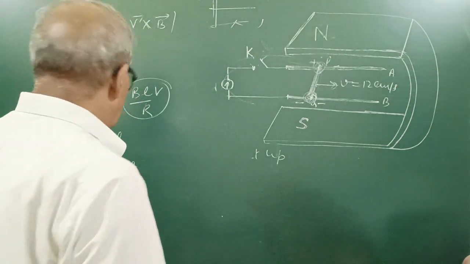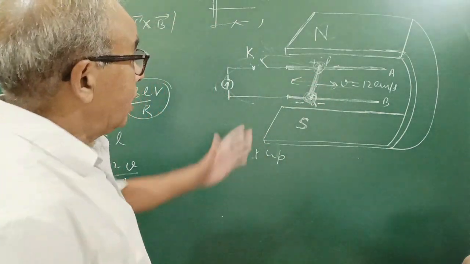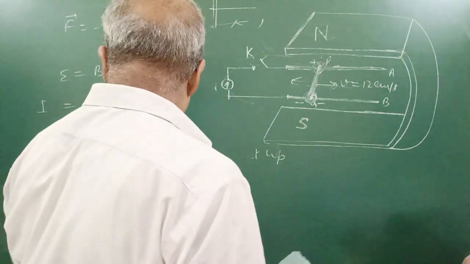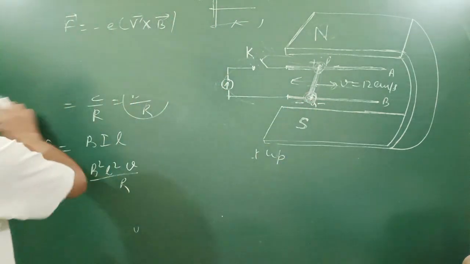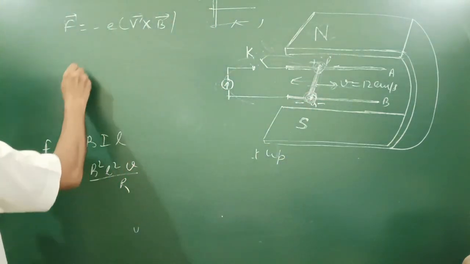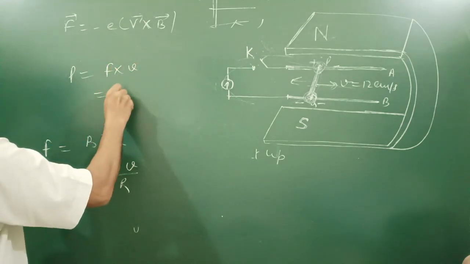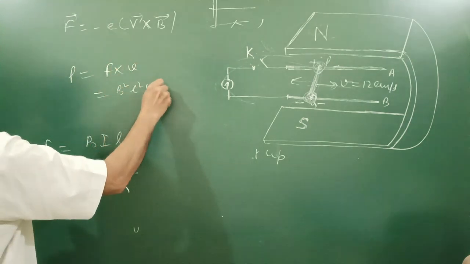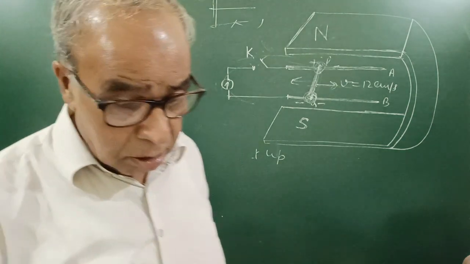In which direction is the force? Retarding force. If the rod is moving this way, this force is this way, opposite. And the agency pulling this rod is doing work against this. You are asked for power. Power is equal to force into velocity. So it will be B square L square v square upon R. Please put the value, get the answer.